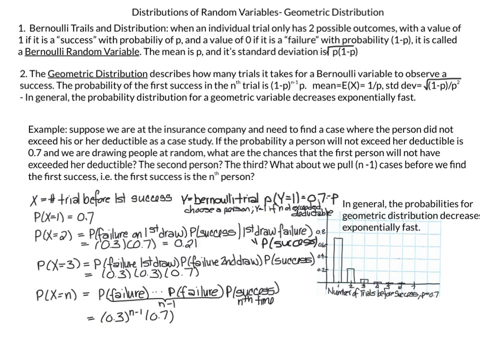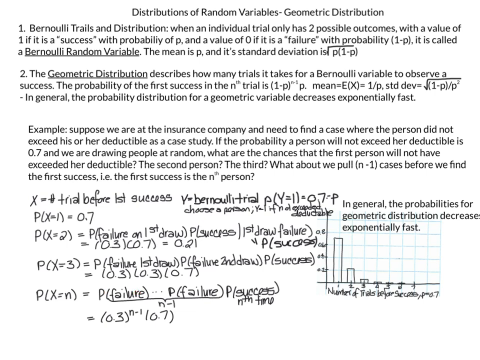What about the probability that we have to go through 3 cases before we find our first success? That is, we have a failure on the first drawing, a failure on the second drawing, and then our third is a success. So that's a probability of 0.3, the failure, another failure, 0.3, and then a success, 0.7. And finally, what is the probability the first success is the nth person? That is, we're going to have n minus 1 failures.